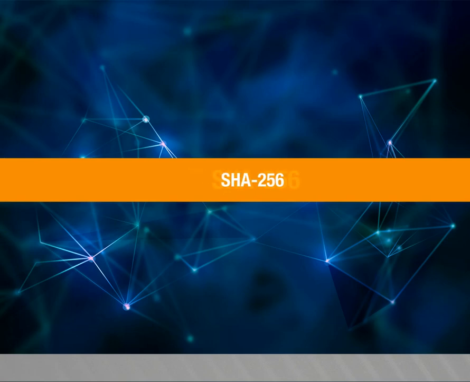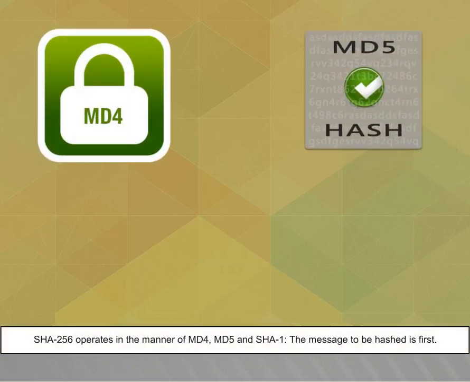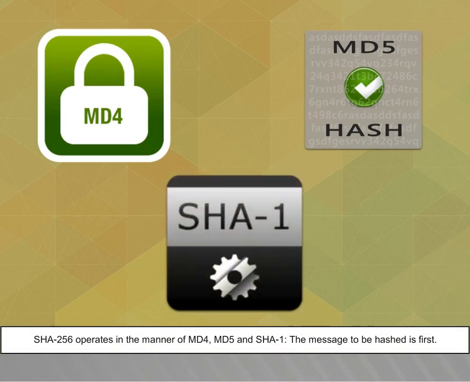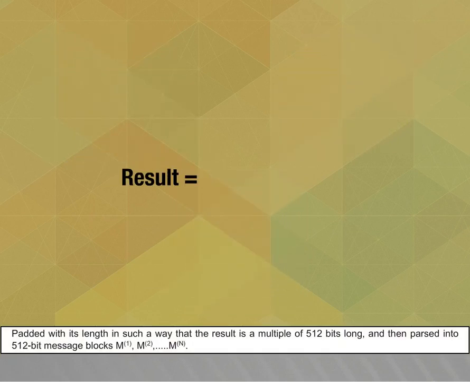SHA-256. In this video, we are going to see about SHA-256. SHA-256 operates in the manner of MD4, MD5 and SHA-1. The message to be hashed is first padded with its length in such a way that the result is a multiple of 512 bits long and then parsed into 512-bit message blocks m^1, m^2 and so on up to m^n.